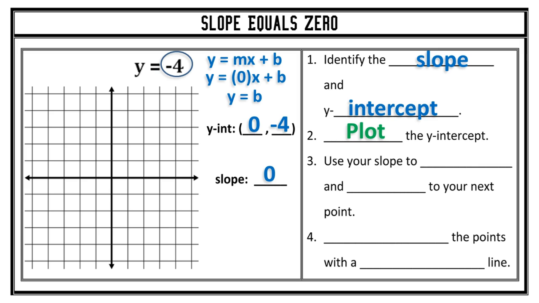I'm going to plot the y-intercept. So I'm going to go to 0, -4, either using my skills from plotting ordered pairs or knowing that this line crosses the y-axis at -4, so there has to be a point there. Once my y-intercept is plotted, I'm going to use my slope to rise and run to the next point.